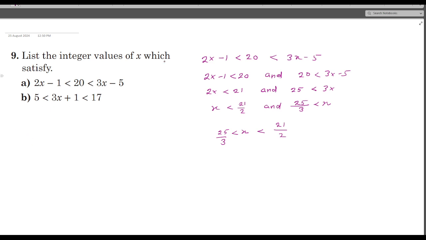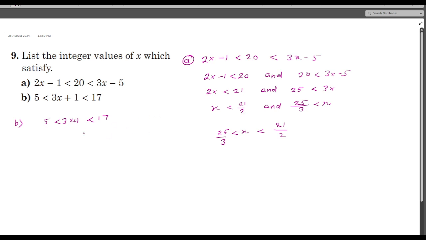Now second, b part. So here in b part, 3x plus 1 is given greater than 5, less than 17. Okay, so when in inequalities you have x terms at 2 places or more than 2 places, then it is better that you split the inequality. But when your inequality includes your x term at only one place, then in that case we can do this whole calculation together. Now let us see how we do that.